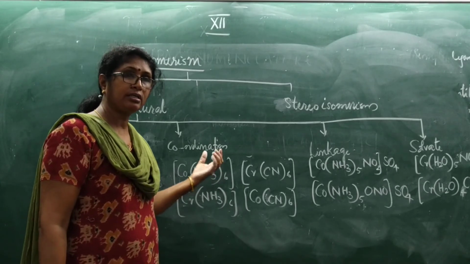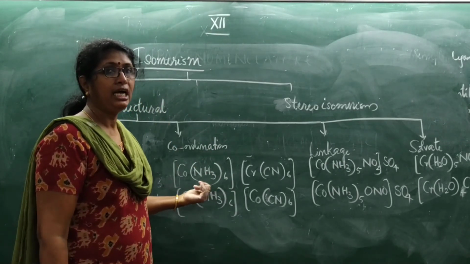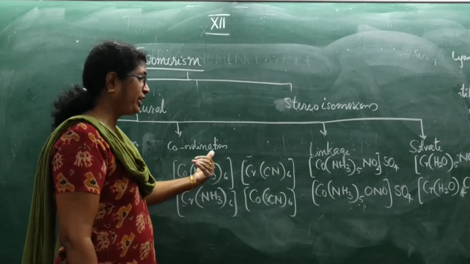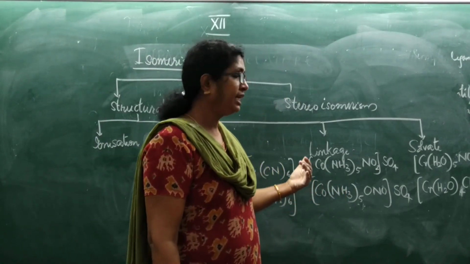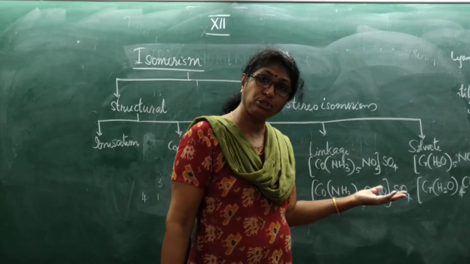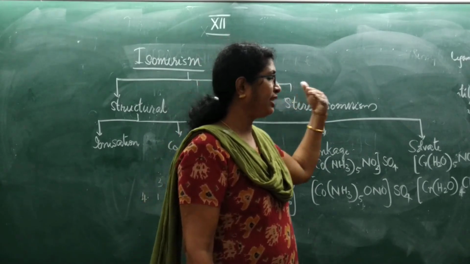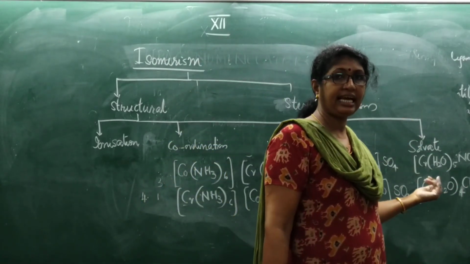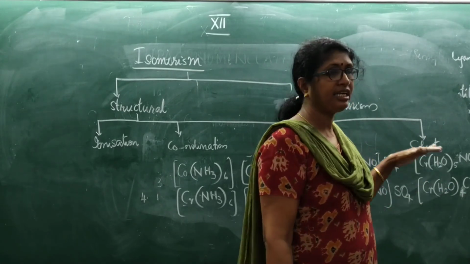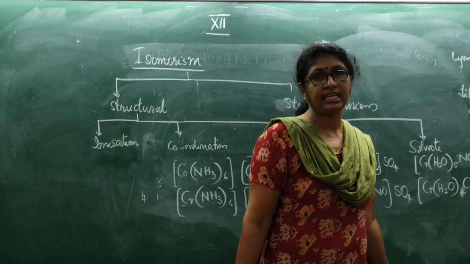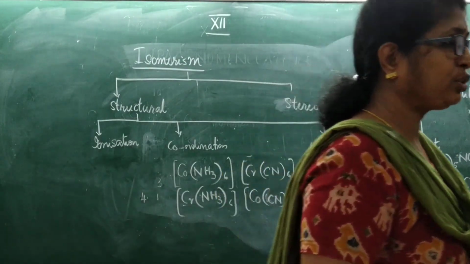If both the cation and anion are complex ions and they can exchange the ligands, then they show coordination isomerism. If an ambidentate ligand is present, that means if the point of attachment becomes different, it can show linkage isomerism. And if water molecules are either directly attached to the metal atom or are simply hydrated, then we get solvate isomerism. So these are the different types of structural isomerism.